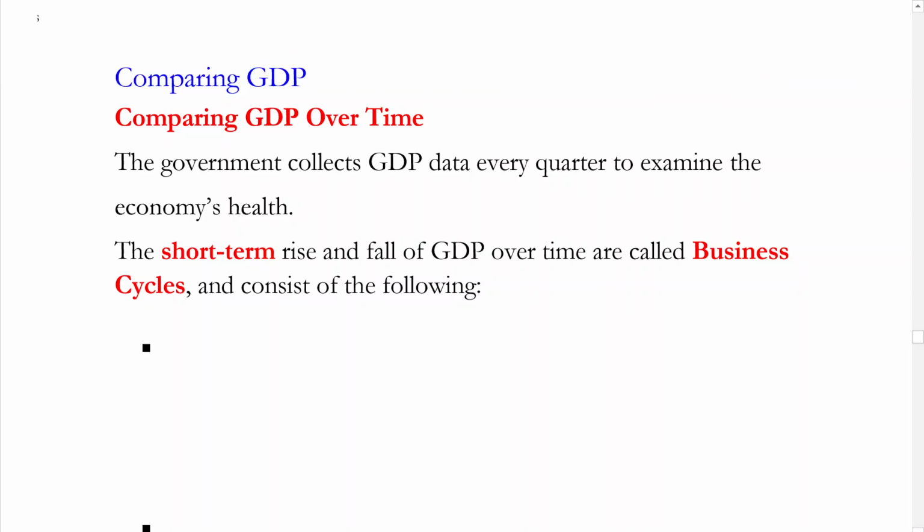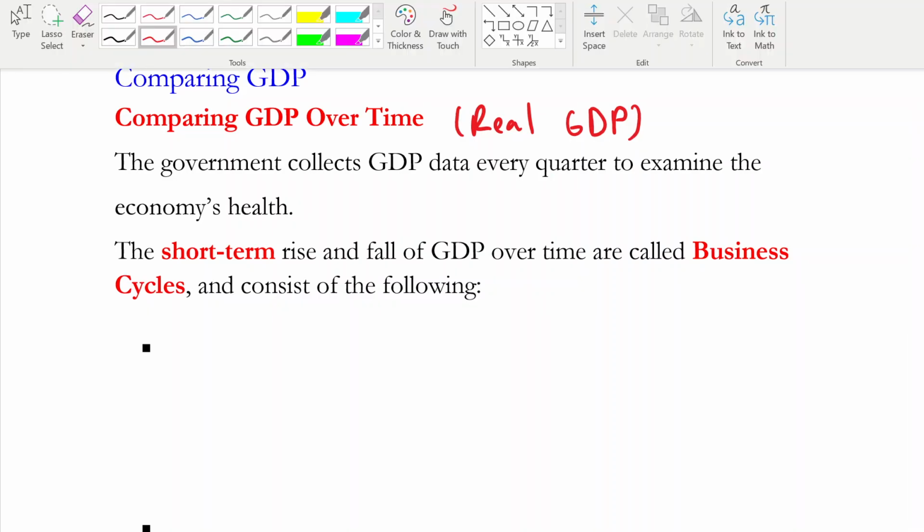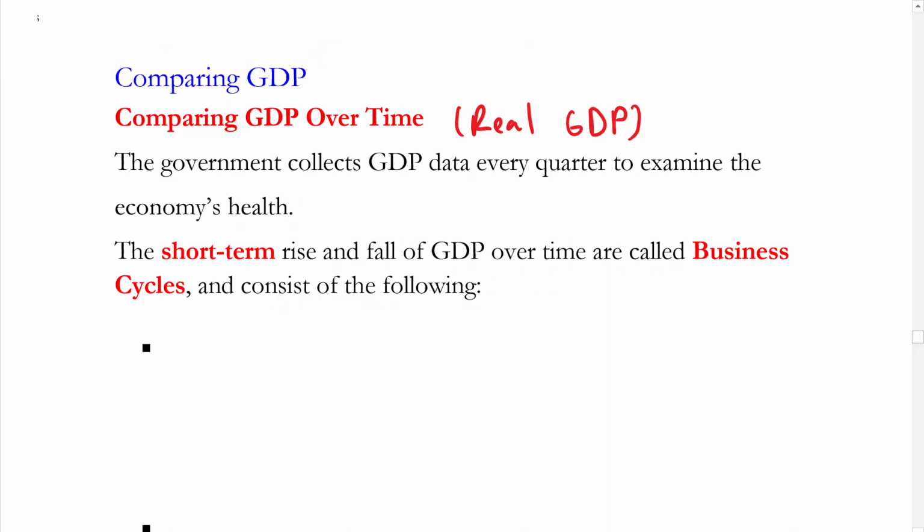Hello everybody. In this video we're going to be looking at how we compare GDP across time and thinking about business cycles. So generally over time we're going to be using real GDP, and in the next video we'll be talking about real GDP per capita, but to start out with we'll just talk about real GDP and how we use this to compare economic growth over time.